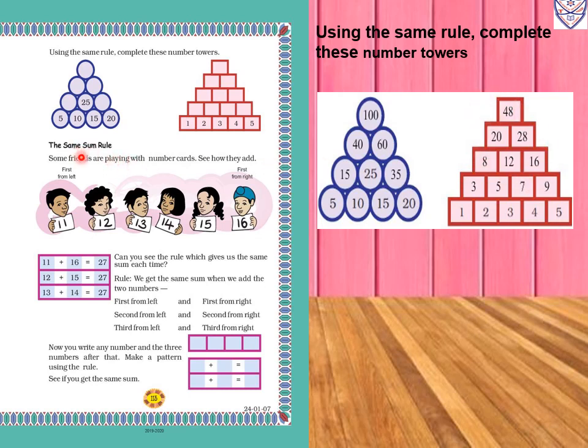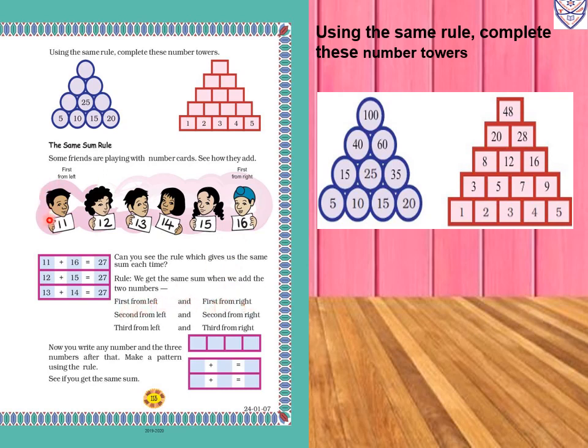Now the same sum rule. Some friends are playing with the number cards. See how they add. Here, first from left and first from right. Can you see the rule which gives us the same sum each time? Rule: we get the same sum when we add the two numbers. Sum means addition. So we add first from left and first from right, and that sum will give us the same result.